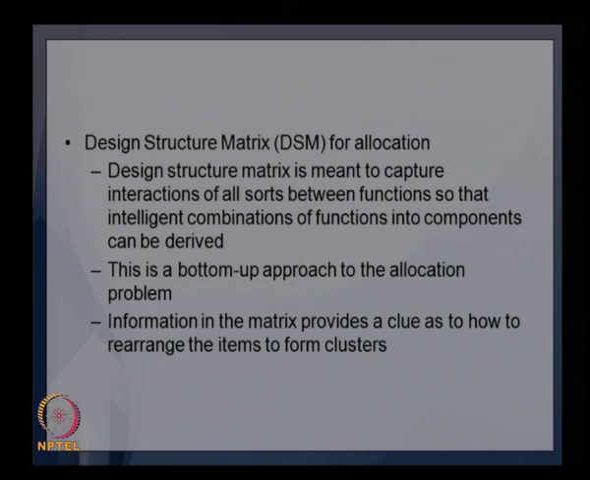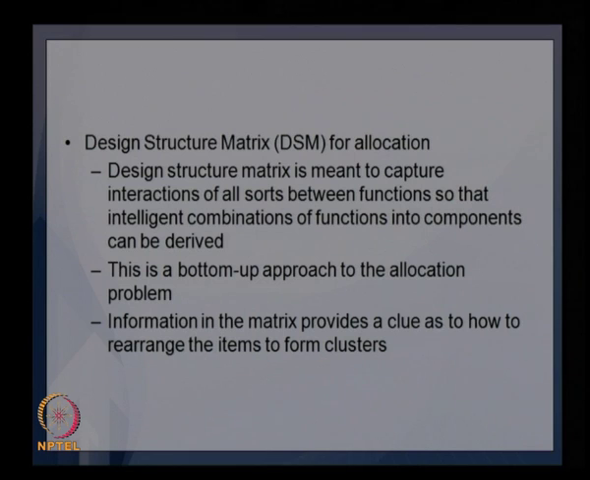Another method of allocation of functions is known as the design structure matrix for allocation. The design structure matrix will not allocate the functions directly to the components, but it helps us to identify the interaction between different components, and then to identify clusters of components or clusters of functions which can be used at a future stage to optimize or improve the design activities. This design structure matrix is meant to capture interactions of all sorts between functions, so that intelligent combinations of functions into components can be derived. So, basically we are trying to have combinations of functions into components.